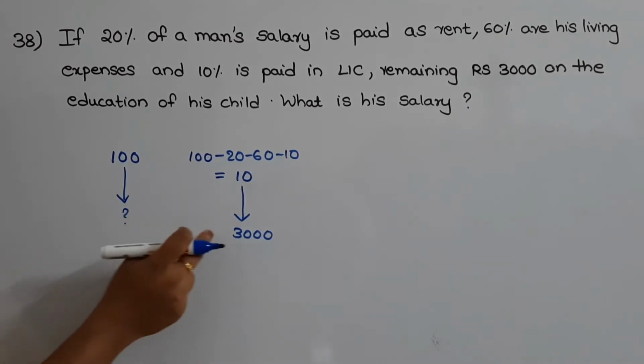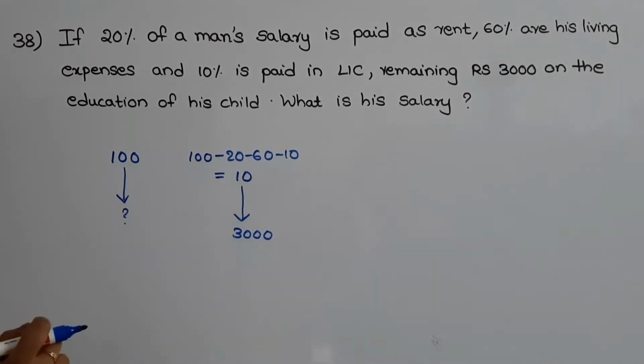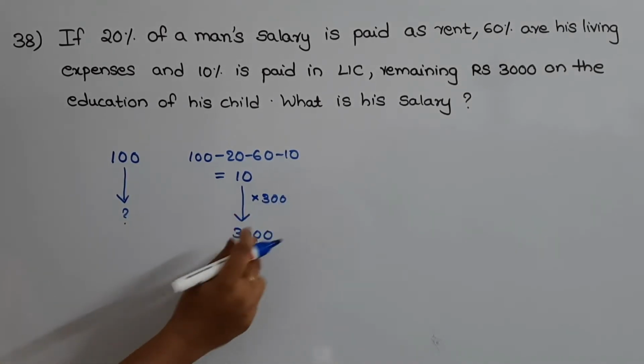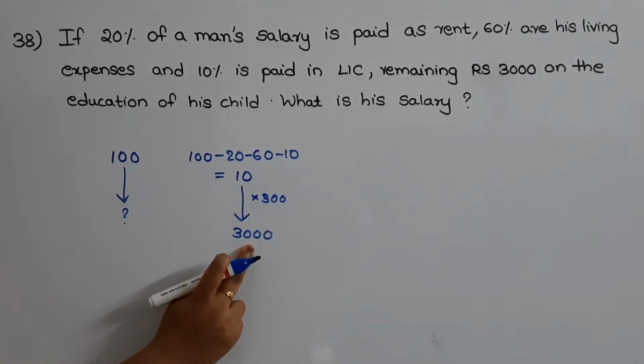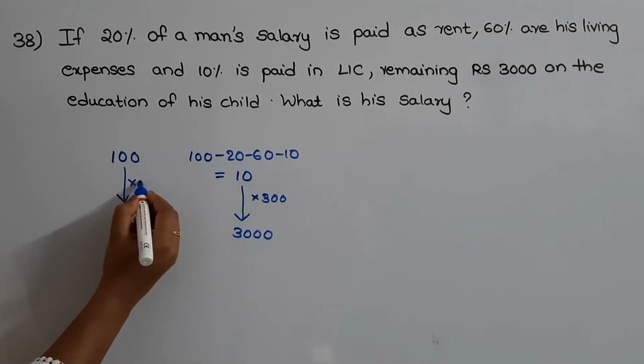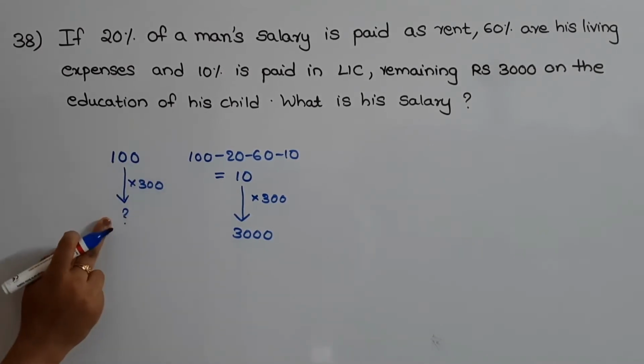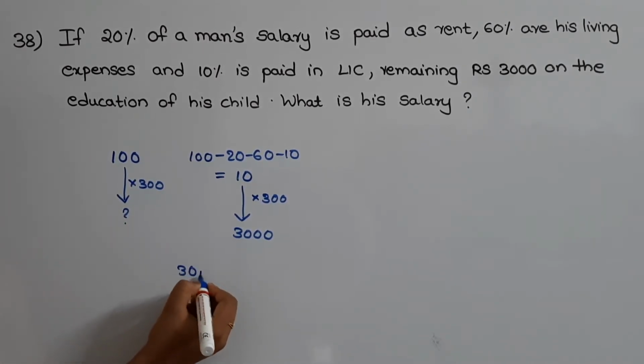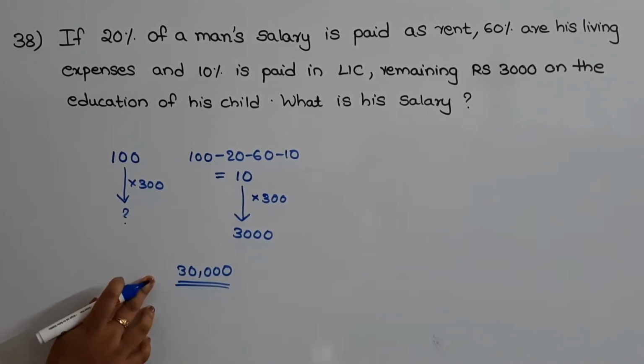This we can find out by cross multiplying, or 10 into 300 will give you 3,000. So if you multiply this 100 by 300, you will get this value. So that will be equal to 100 into 300, that is 30,000. So the salary of the person is 30,000.